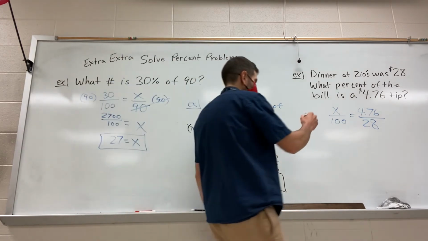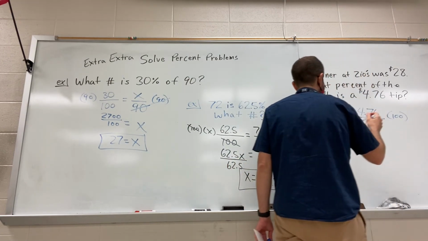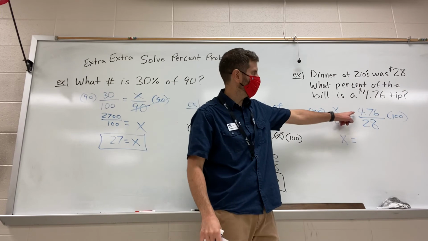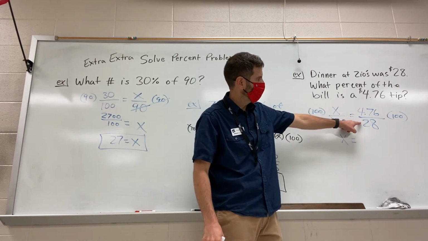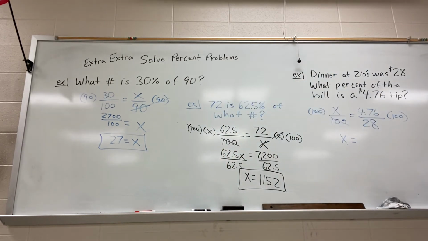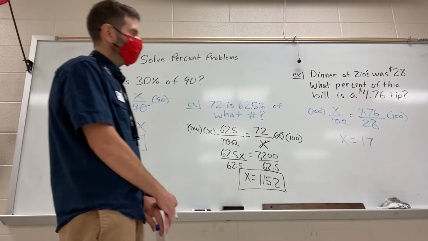And I tell you what, I'm just going to multiply by 100 to solve this. Multiply by 100. And I'm going to grab my calculator, and what I'm going to do is I'm going to go ahead and divide by 28. And then save what's in my calculator and multiply by 100. And I get plain old 17. Now let's double check.